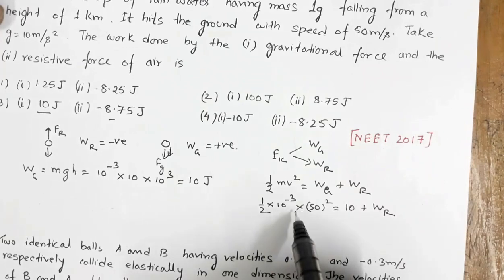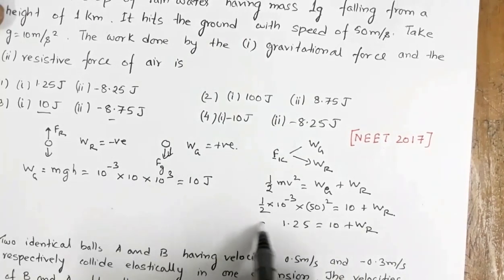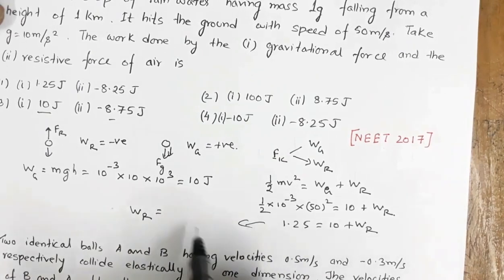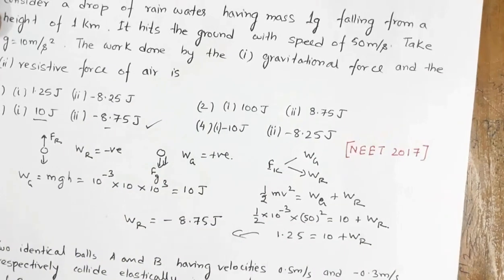So this is 1.25 is equal to 10 plus WR. So this gives WR is equal to 1.25 minus 10, so minus 8.75 joule. So this is the correct answer.